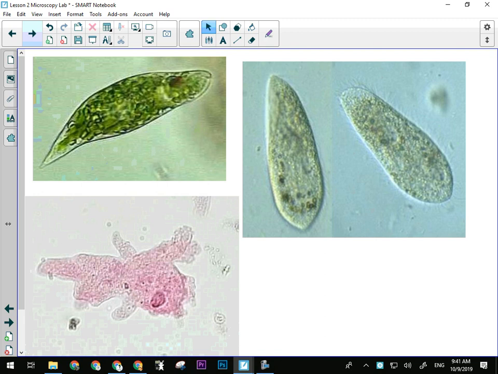Okay, the paramecium is kind of oblong, almost hourglass shaped, and around the edges here, you can kind of see the little cilia. They look like little hairs, but that's how it moves. It waves these little cilia around.